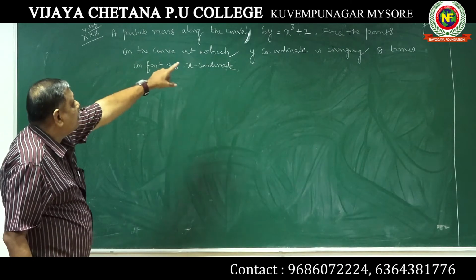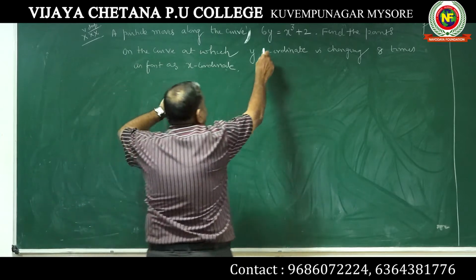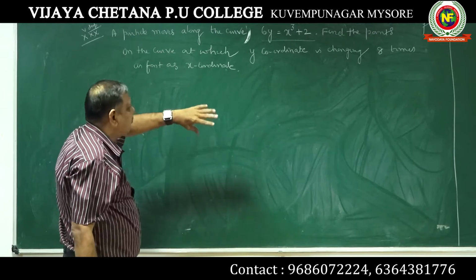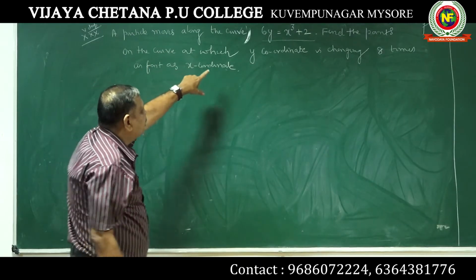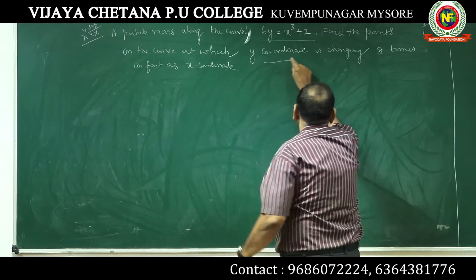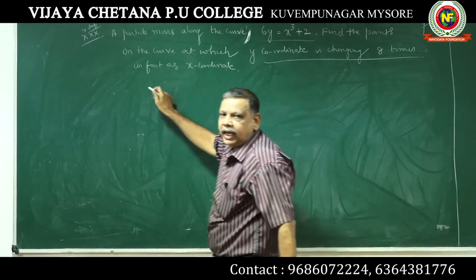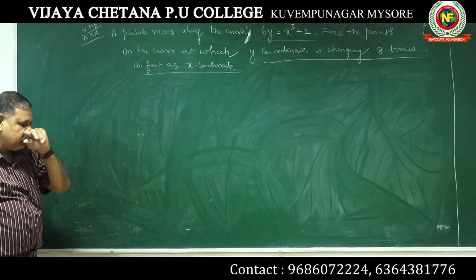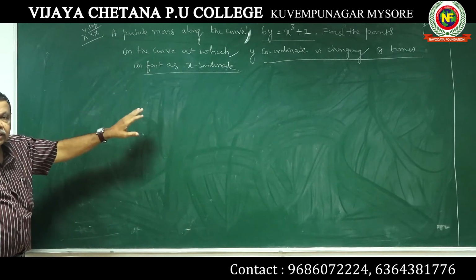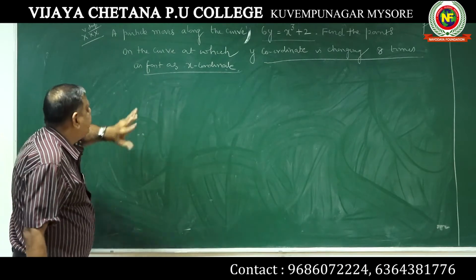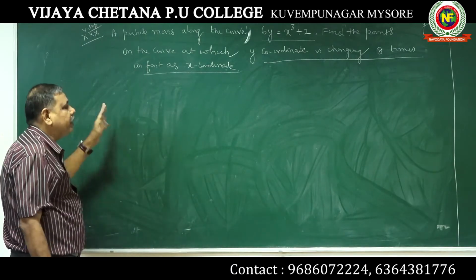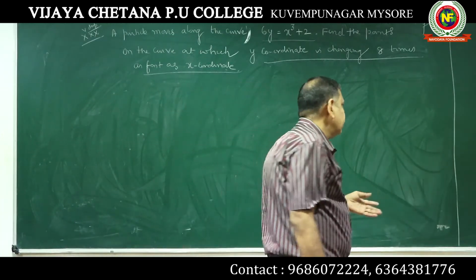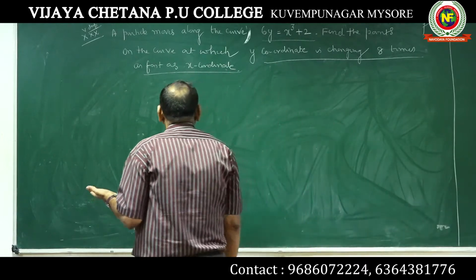A particle moves along the curve. This is the curve they have given: 6y is equal to x cube plus 2. Find the points on the curve at which one more condition is given. Y coordinate is changing 8 times as fast as x coordinate. Now they are asking y coordinate is changing 8 times x coordinate. So you have to find out the points. That is the points. Now this is very easy.